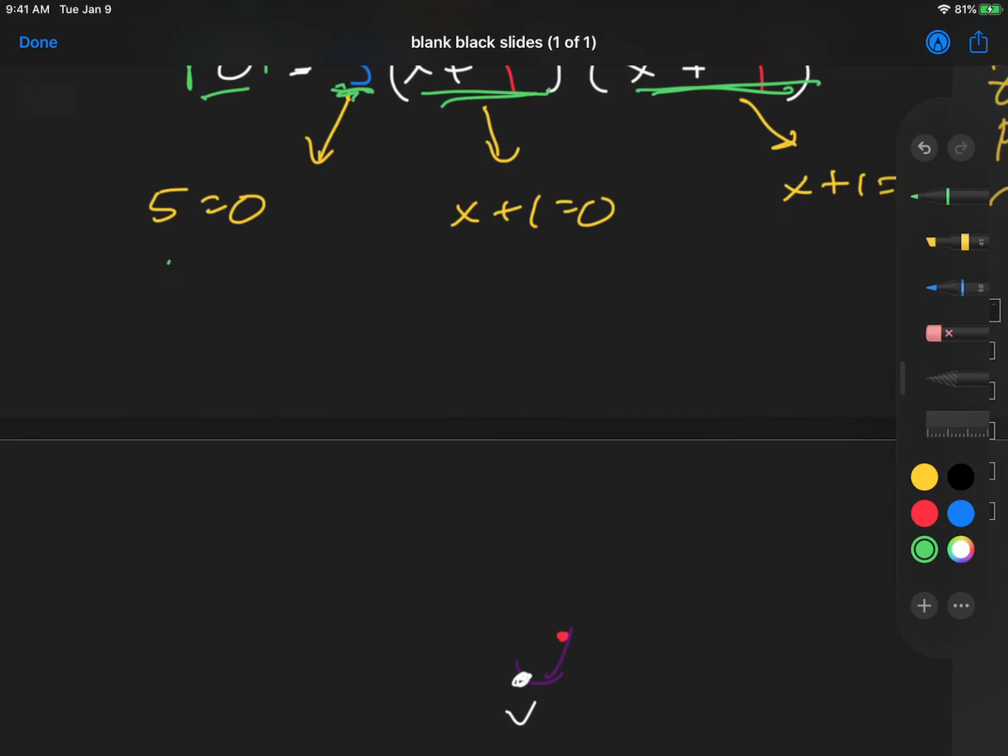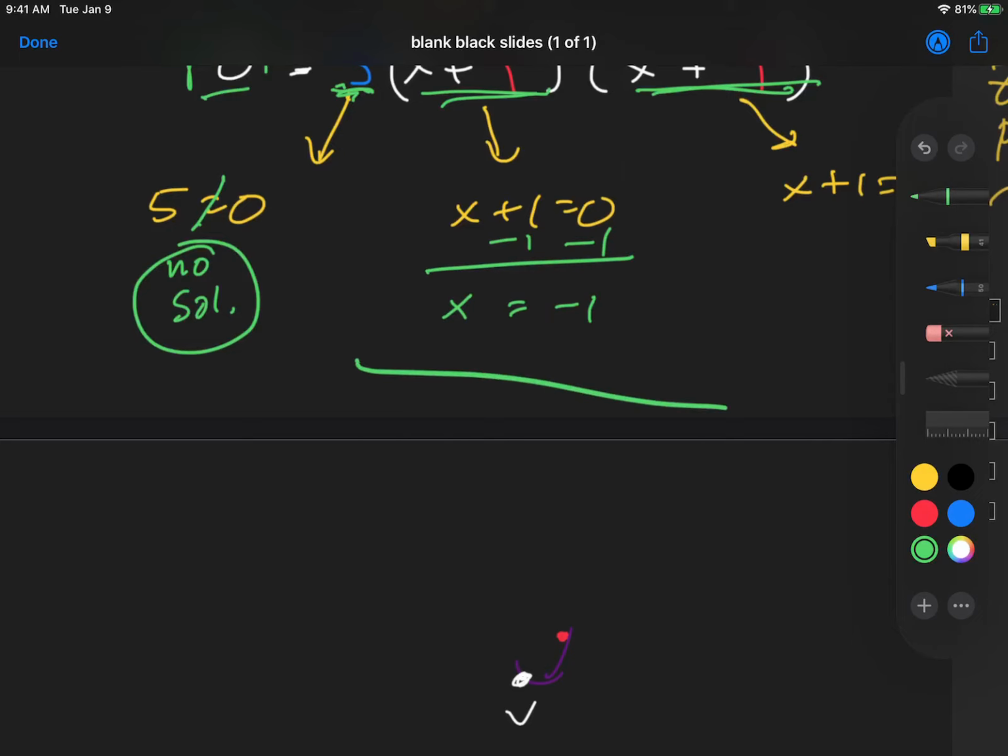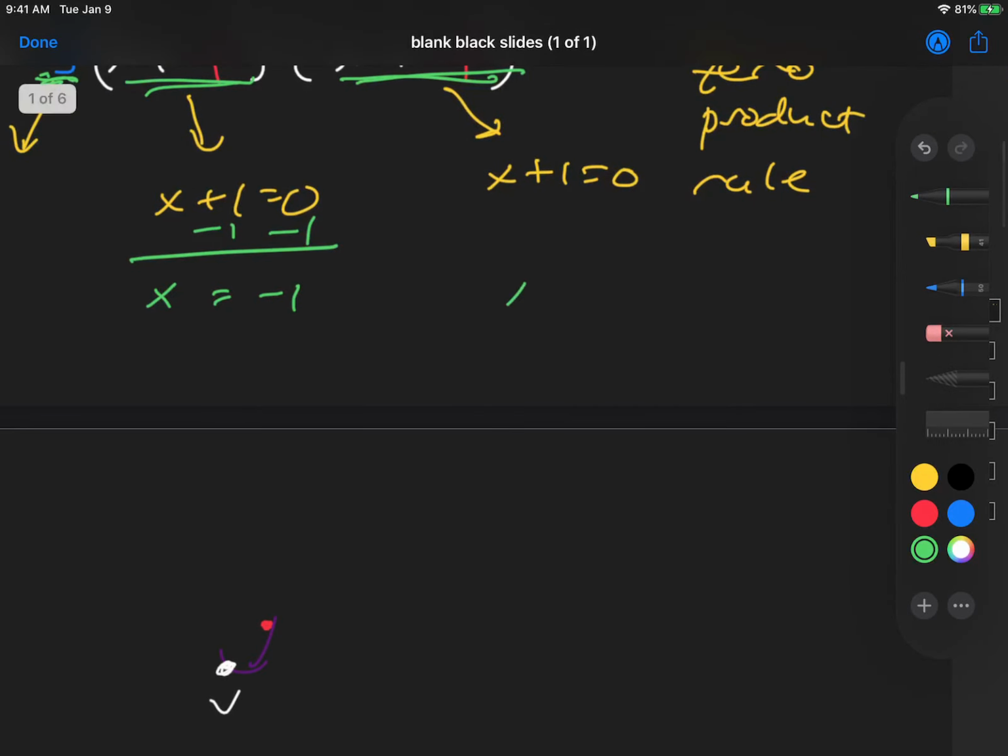Can 5 equal 0? That is no solution. 5 cannot equal 0. If I subtract 1, I get x equals negative 1. And because this one over here is the same thing, you get x equals negative 1. Okay, this is kind of weird. You have two answers that are exactly the same. What does that mean? Let's draw a quick graph.